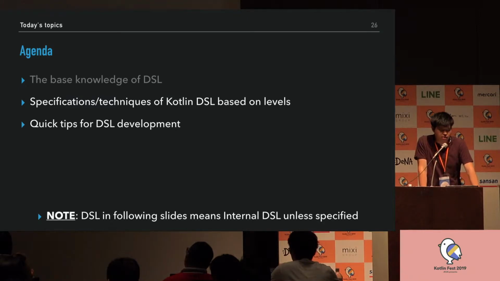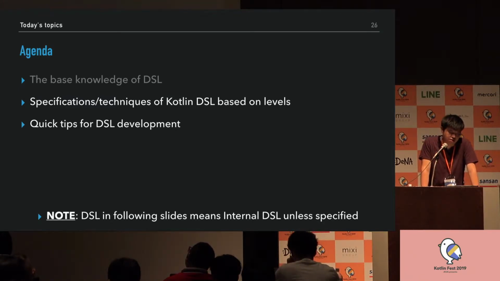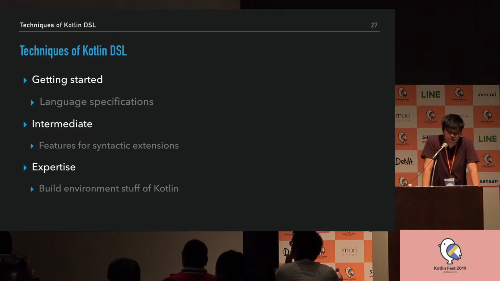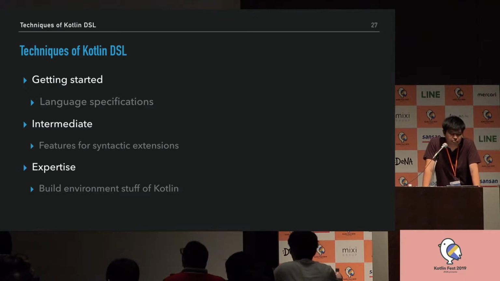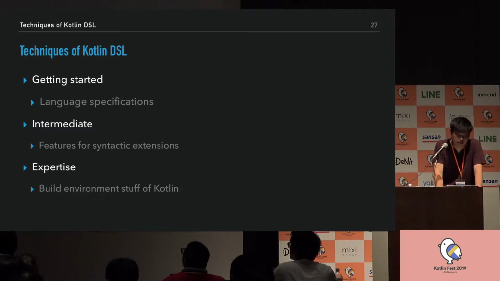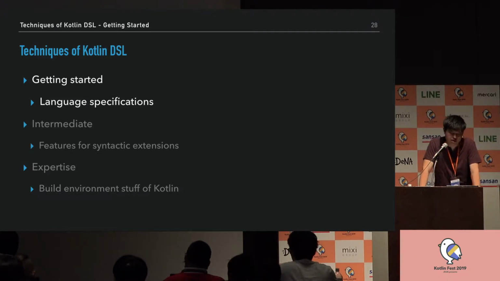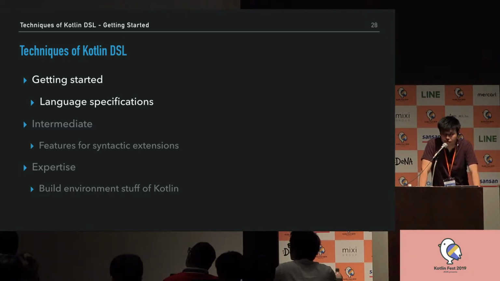Okay, so let's look into what specifications and or techniques support Kotlin DSL. I categorize techniques of Kotlin DSL into 3 categories for their explanation. They are getting started level, intermediate level, and expertise level. Let's begin with getting started level. We will know language specifications which support Kotlin DSL, and you will be able to create a simple Kotlin DSL based on them.